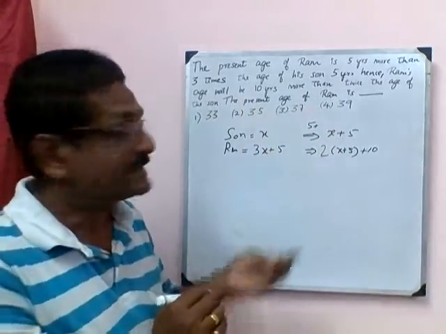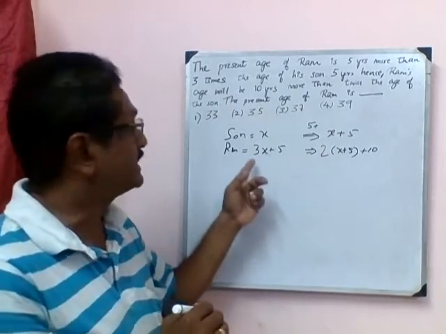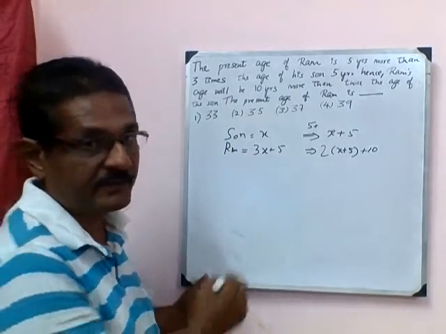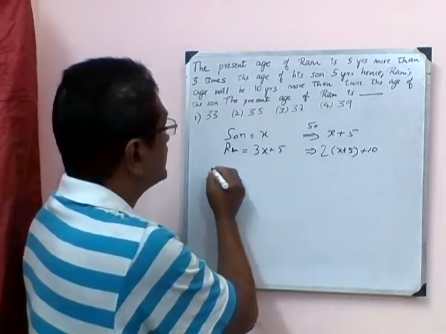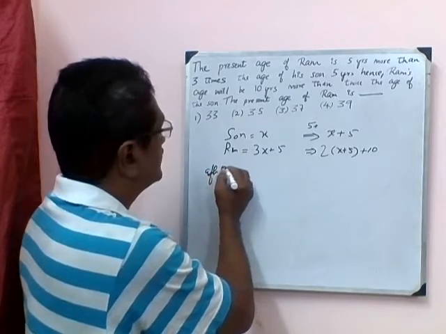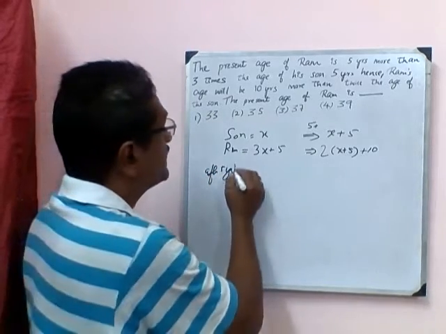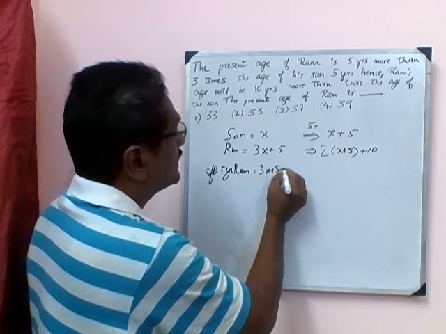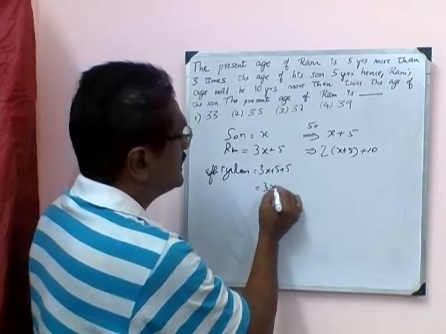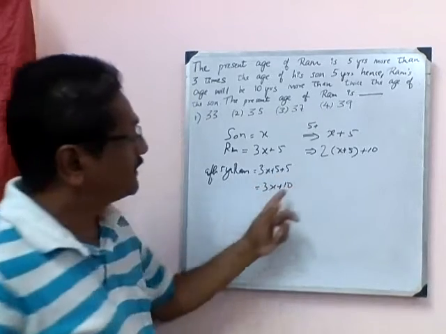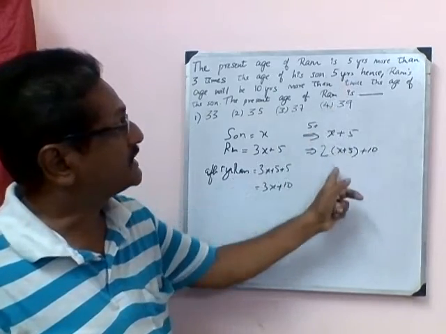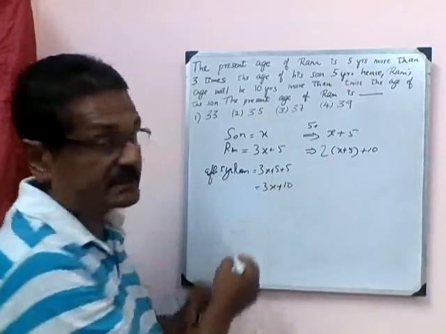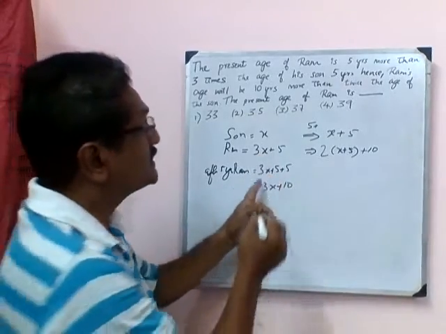Now here we can find it another way also. What will happen to Ram's age after 5 years? Presently it is 3x plus 5. If you add 5 years, Ram's age after 5 years will be equal to 3x plus 5 plus 5, or 3x plus 10. We know from the question what happens to Ram's age after 5 years, but we have calculated it from this equation also. So these two are equal.